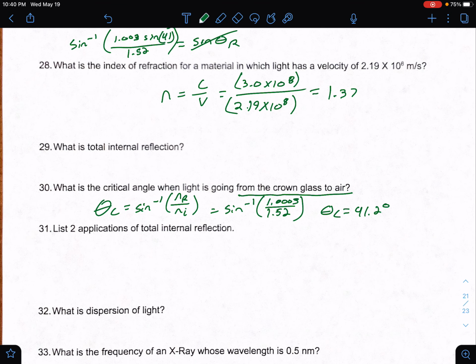31, list 2 applications of total internal reflection. This would be something like fiber optic cable used in audio systems, or endoscopes. That is total internal reflection, meaning it's coming purely back.